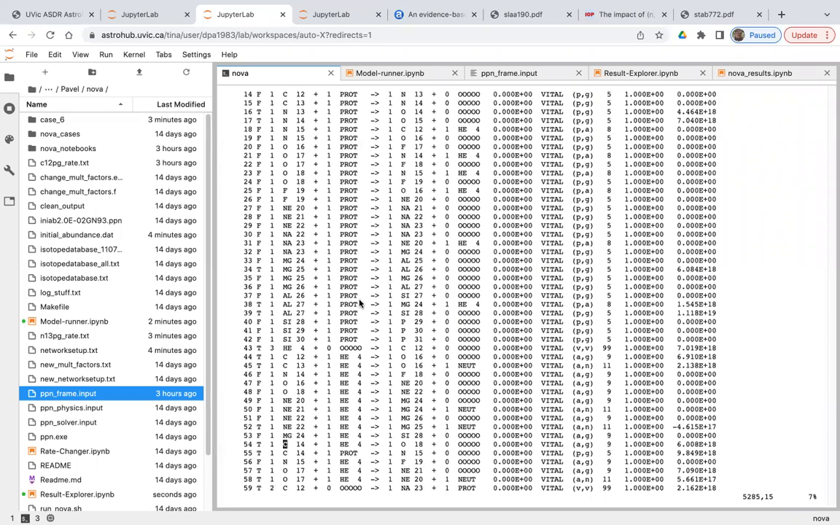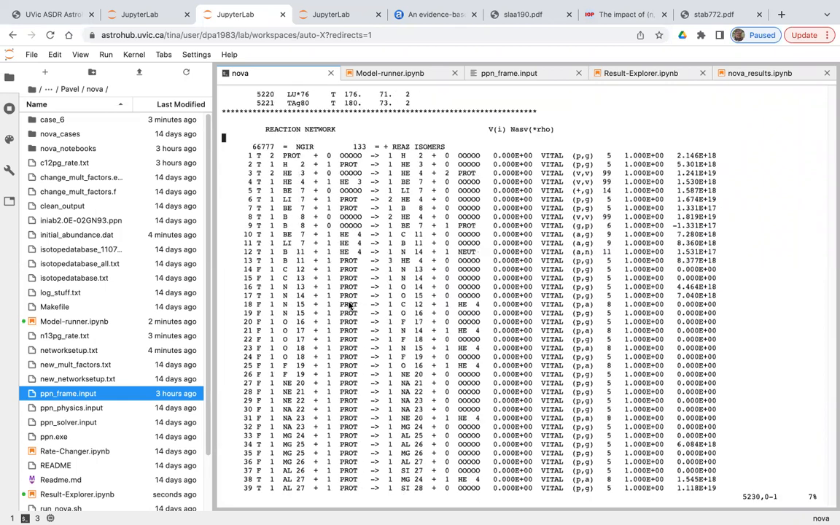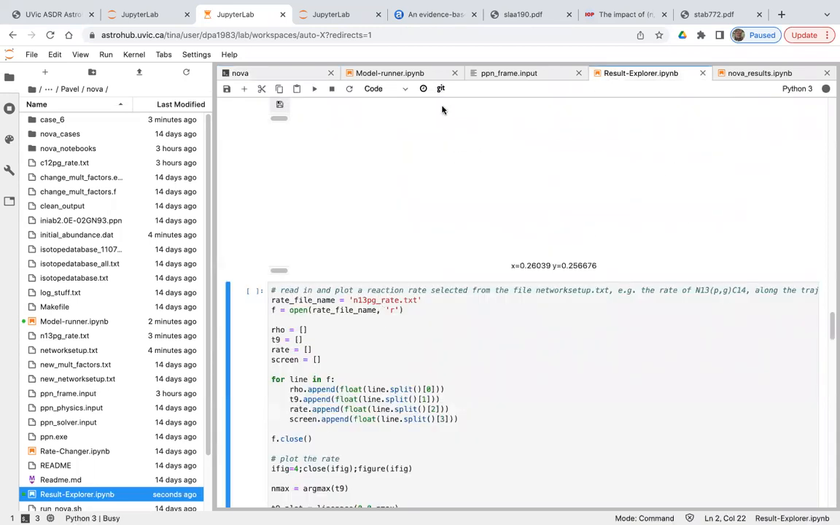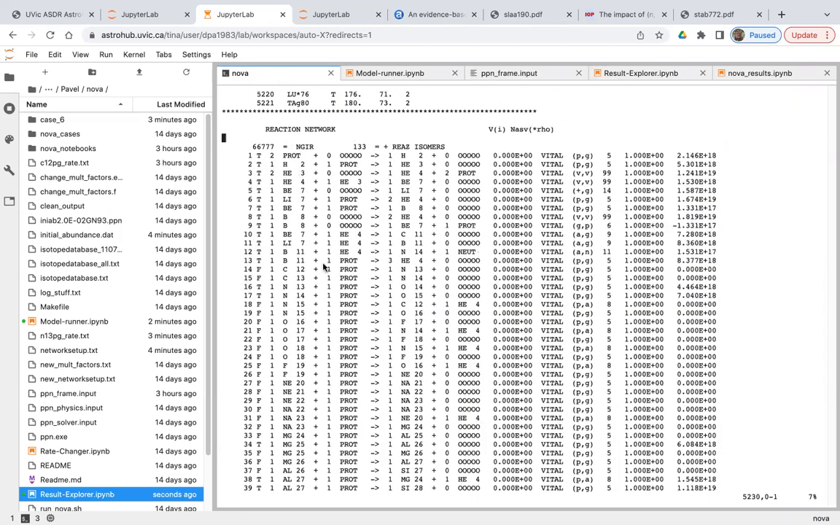And if I'm interested in the reaction nitrogen-13 (p,gamma), I check where it is. This is nitrogen-13 (p,gamma), right? And you should check that there is a letter T in the second column. T means true. This means it is this rate that was used in the calculations.